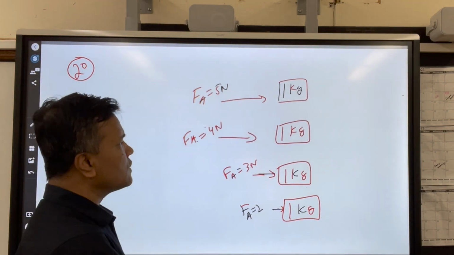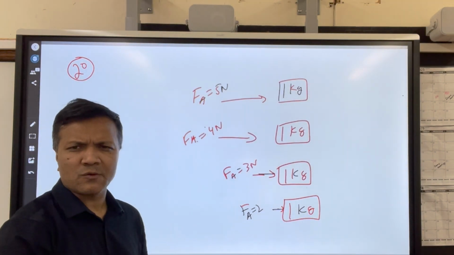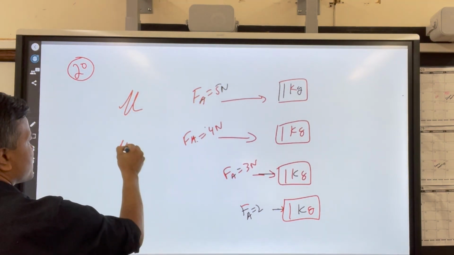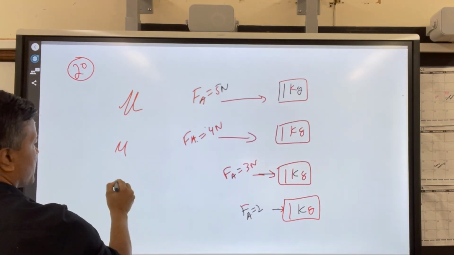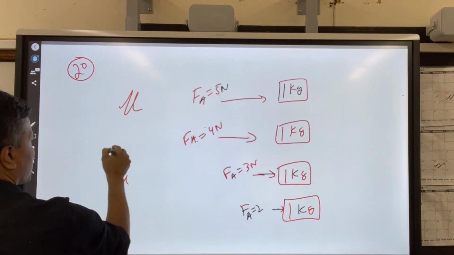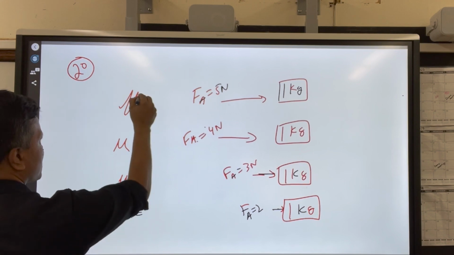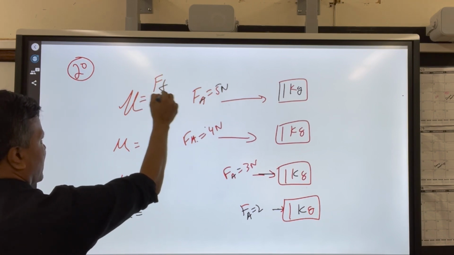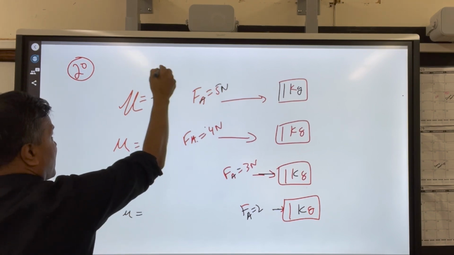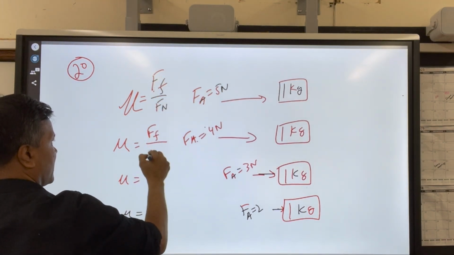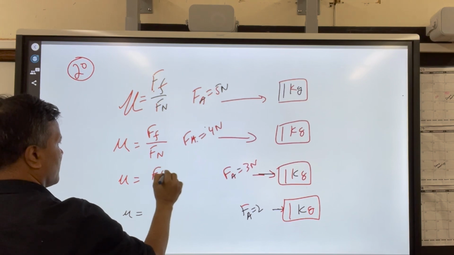Okay, good. Which one's mu is the smallest and which one's mu is biggest? So this mu is biggest and this mu is second biggest. This mu is this size, let's make it a little bigger. And this mu is the smallest. Why is that? Because mu is FF over FN.